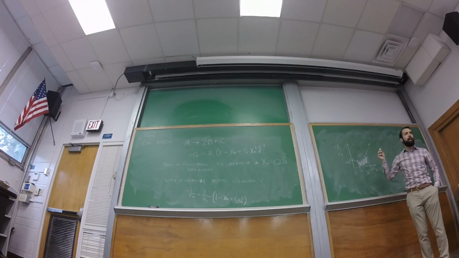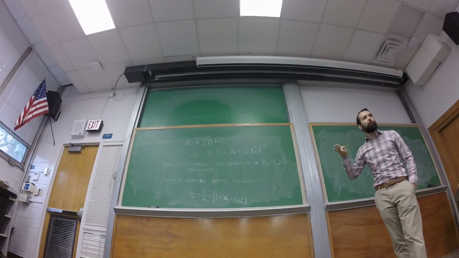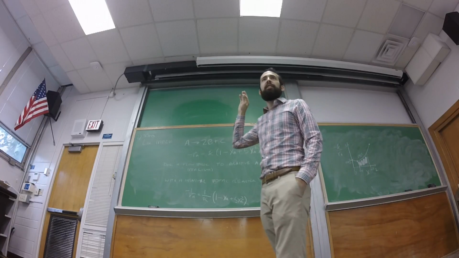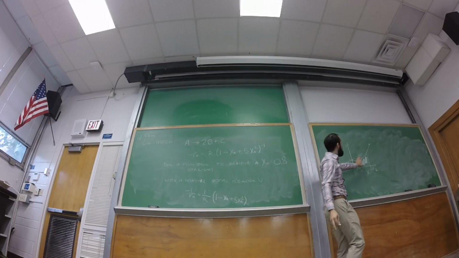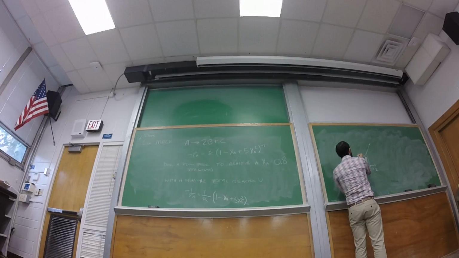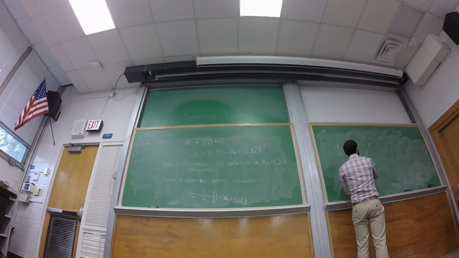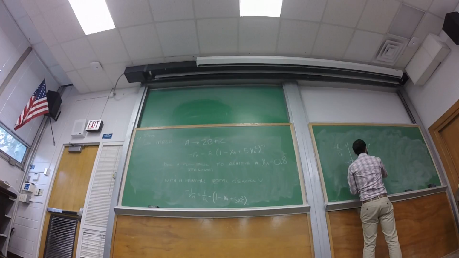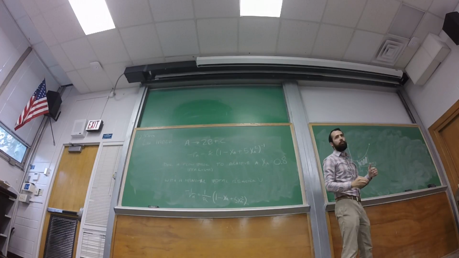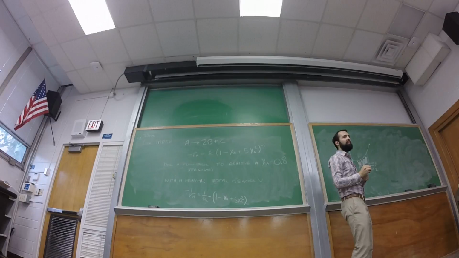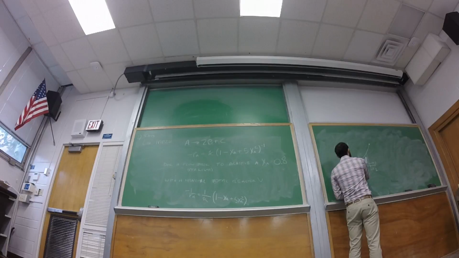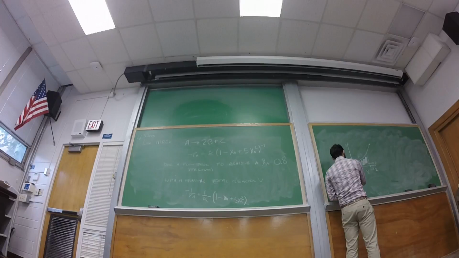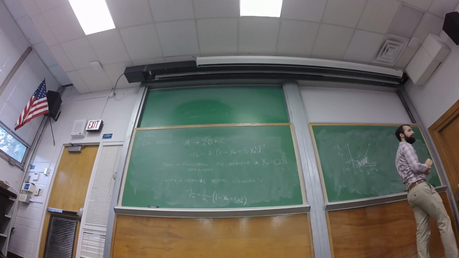The thing to keep in mind is that if the Levenspiel plot is increasing, use a PFR, because the area under the curve is going to be smaller than a rectangle. If the Levenspiel plot is decreasing, what do I want to use instead? CSTR, because now I just get a rectangle.